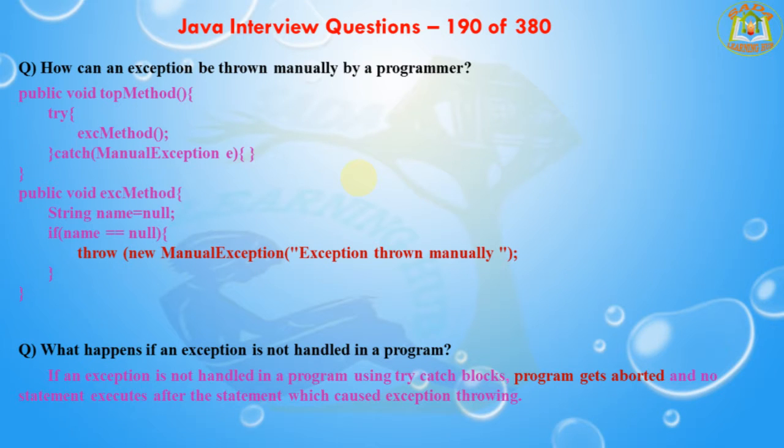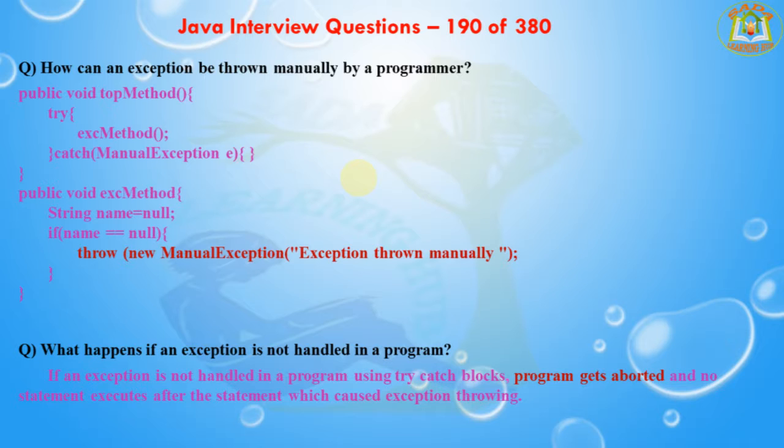Next question is, how can an exception be thrown manually by the programmer? In order to throw an exception in a block of code manually, the throw keyword is used. Then this exception is caught and handled in the catch block.